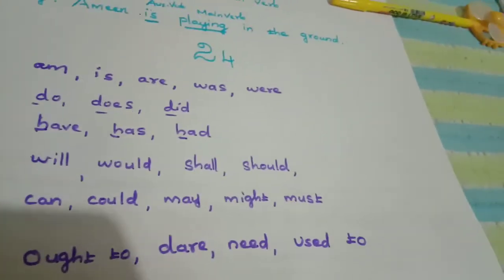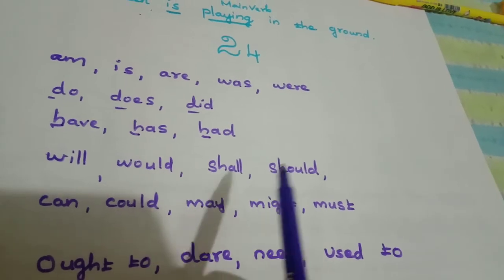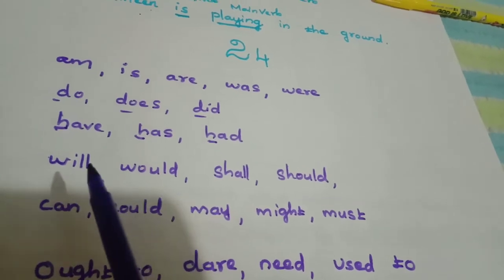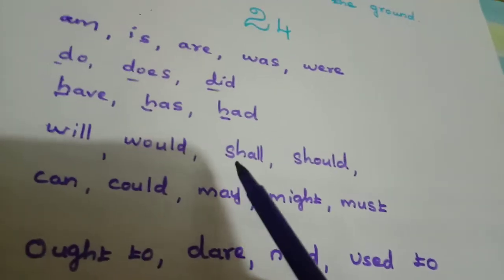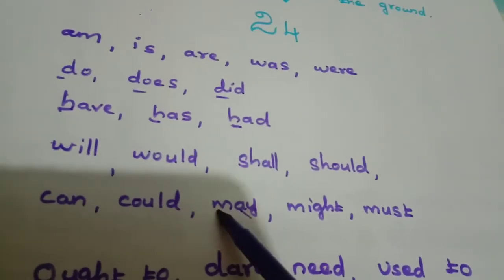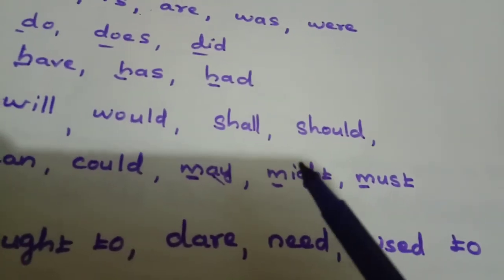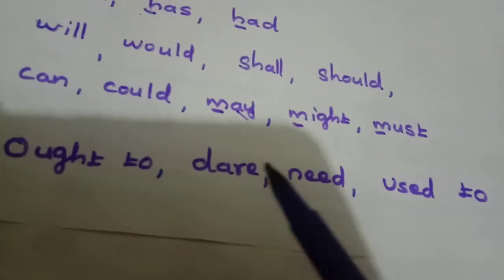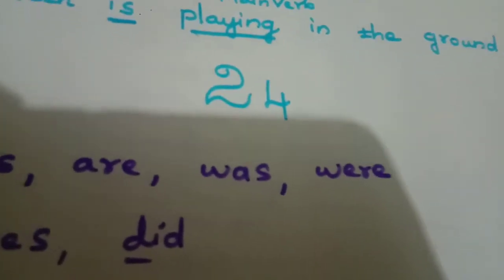Then will, would, shall, should, then can, could. You can study like this: will, would, shall, should, can, could. Then the next three begin with m sound: may, might, must. Then ought to, dare, need, used to. So total 24 auxiliary verbs are there.